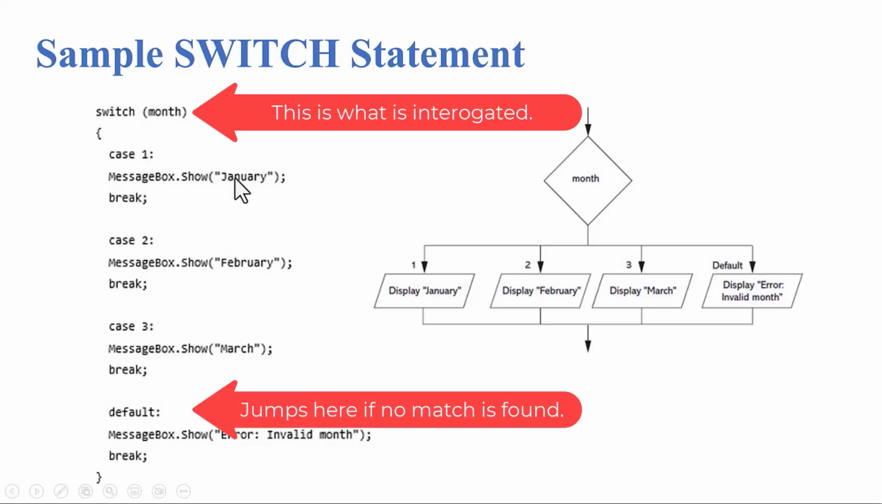And if it is a 1, it's going to kick out a message box. It's January. 2, it's February. 3, it's March. And the default, if it's not 1, 2, or 3, it's something else. It's going to say error, invalid month. So you'd end up using it like that.